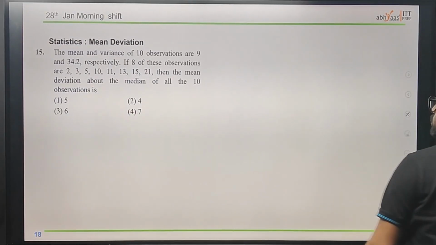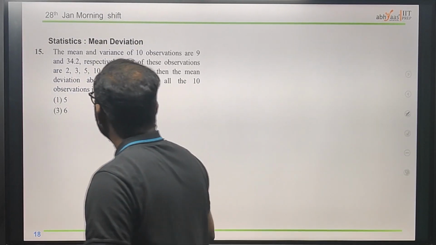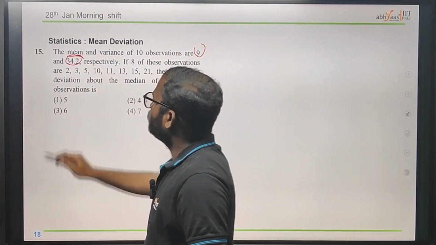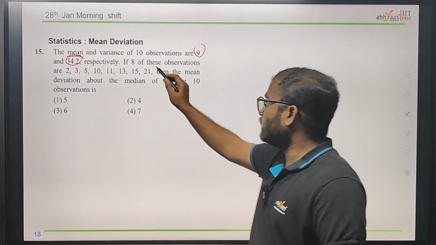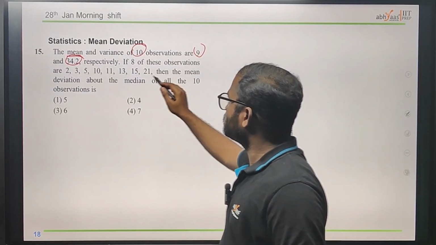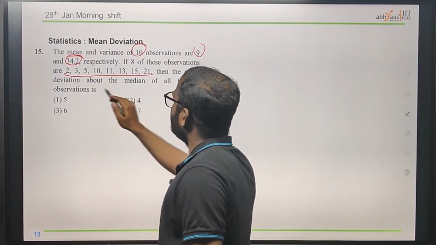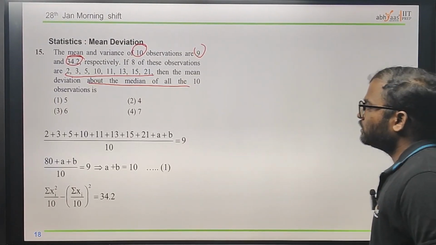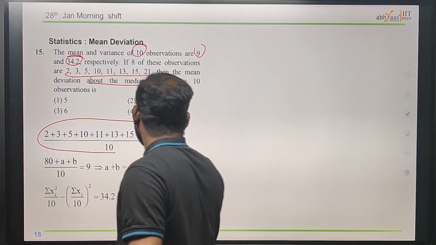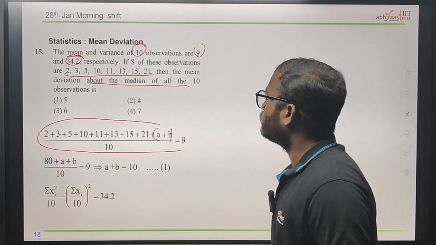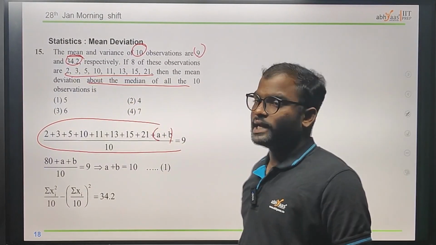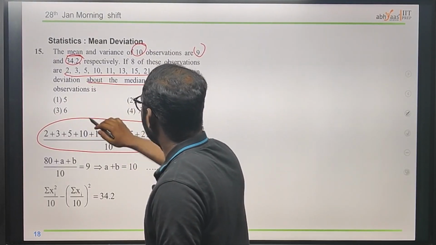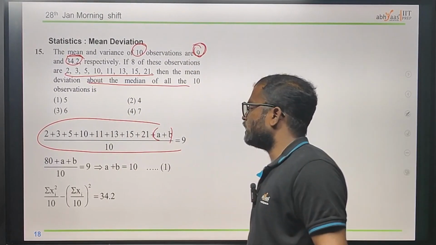Next question is on the basis of mean deviation. See here, the given mean is 9 and the variance is 34.2, on the basis of 10 observations. If 8 of these observations are given, then what is the mean deviation about the median of all 10 observations? We have a and b to find, because these are only 8 observations and we need to find the other 2 observations. The mean data is already given.